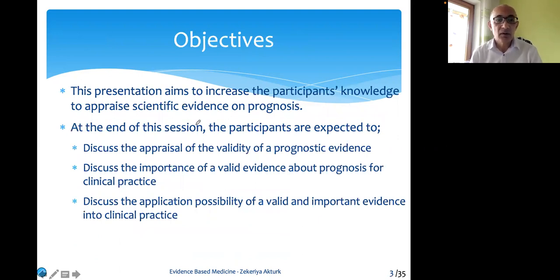Today, my objectives are to discuss the appraisal of the validity of a prognostic evidence. If you watched the previous presentations, you will recognize that the structure is very similar in these concomitant presentations. So validity, then the importance of this valid evidence, how important it is, and the applicability of your evidence to your own context or conditions.